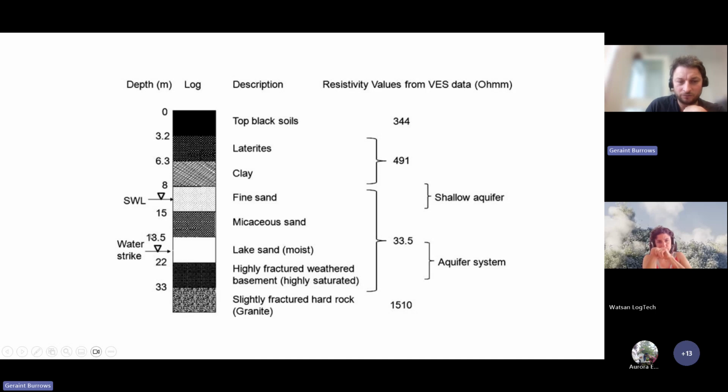There's the static water level here. So we're in saturated now, with sands and potentially clays still, and you can see that much lower resistivity now. And when we get to our aquifer system, and then when it goes into the crystalline rock, the resistivity massively starts to increase, and as the fractures dry out and the rock becomes more competent, this will only increase.